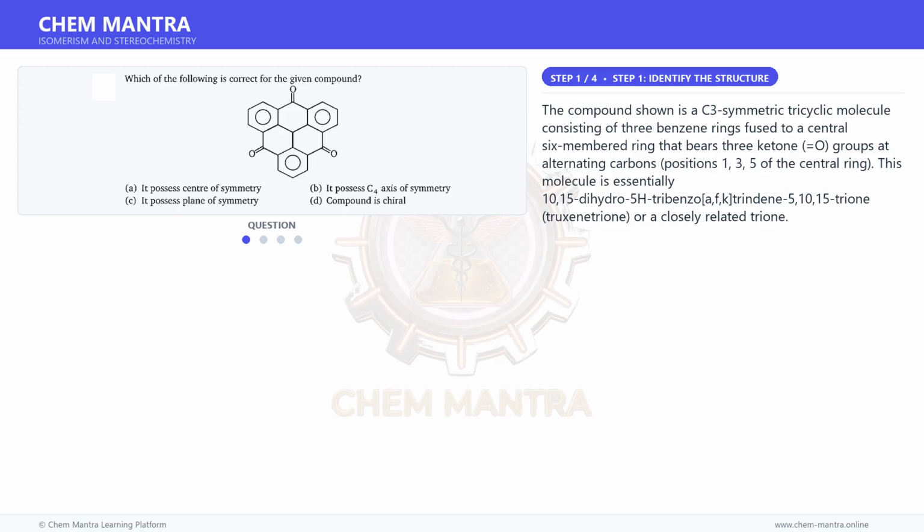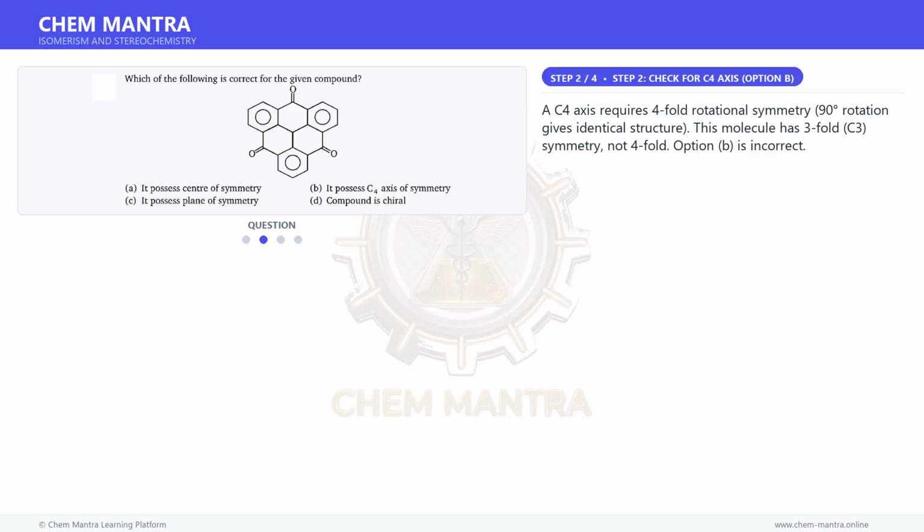The compound shown is a C3 symmetric tricyclic molecule consisting of 3 benzene rings fused to a central 6-membered ring that bears 3 ketone C=O groups at alternating carbons, positions 1, 3, 5 of the central ring. This molecule is essentially 10,15-dihydro-5H-tribenzo[a,f,k]trindene-5,10,15-trione, truxenetrione, or a closely related trione.